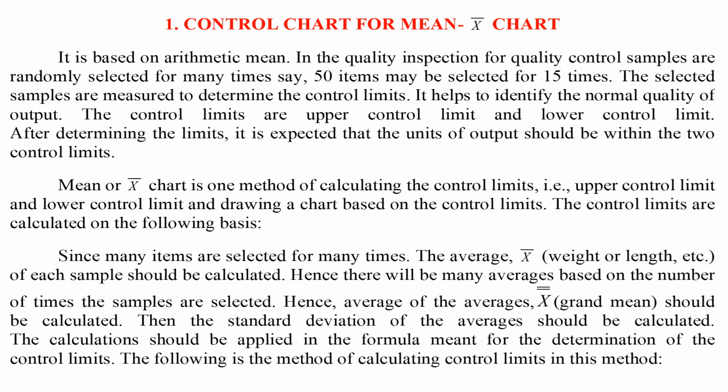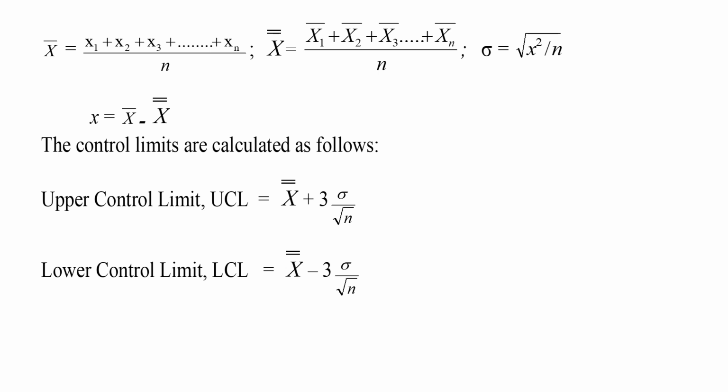Then the standard deviation of the averages should be calculated. The calculations should be applied in the formula meant for the determination of the control limits. The following is the method of calculating control limits in this method. Formula for X-bar and X-double-bar is mentioned here. X-bar is the average of variables. That is sum of all the variables divided by the total number of variables. X-double-bar is the average of averages. That is the sum of all means divided by the total number of means.